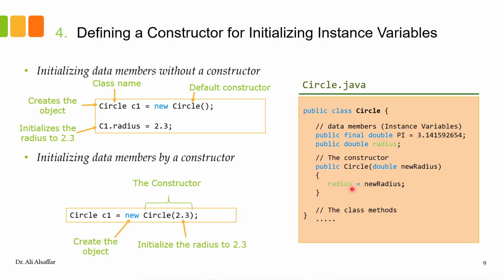Of course, here you can put some restrictions by first testing for the new value. If it is negative, then don't allow initializing the radius to a negative number. So you can put an if statement here. So you can put any restriction you like for the initialized data that's coming from outside. So this is how we define constructors.